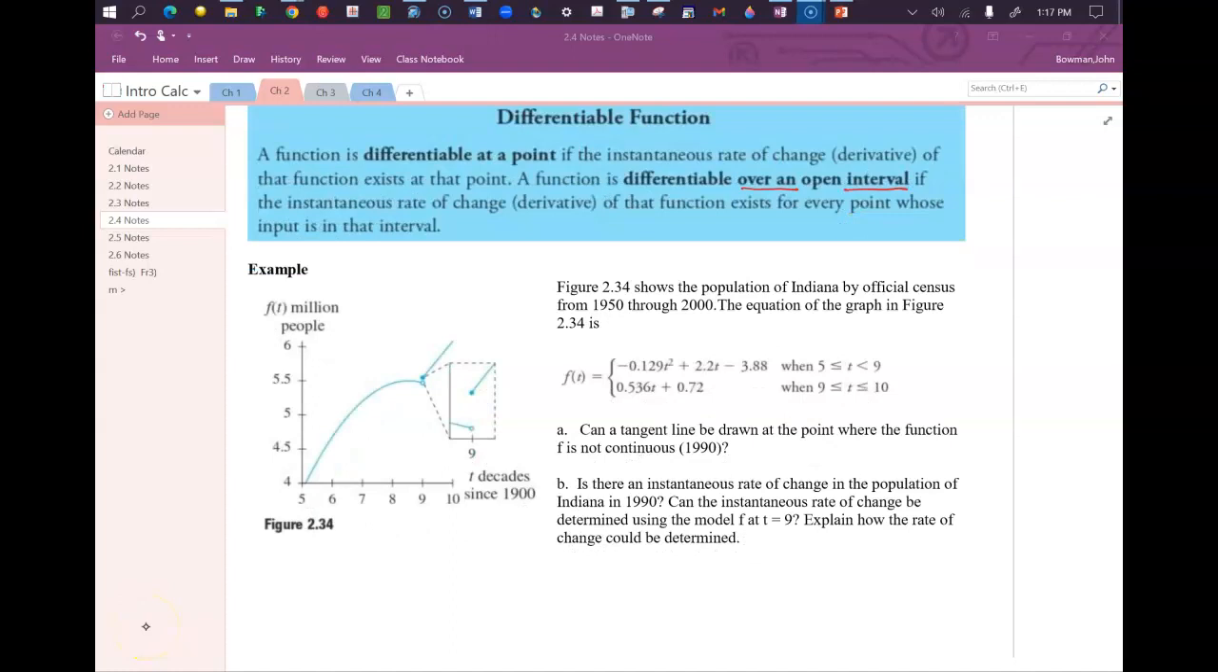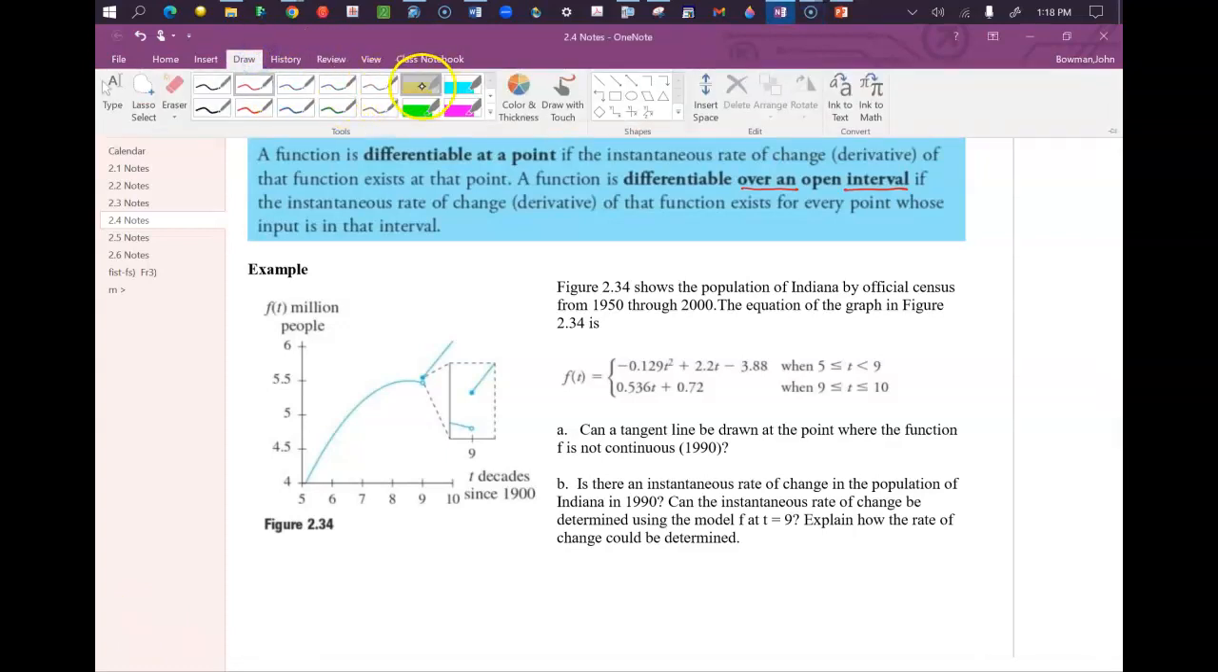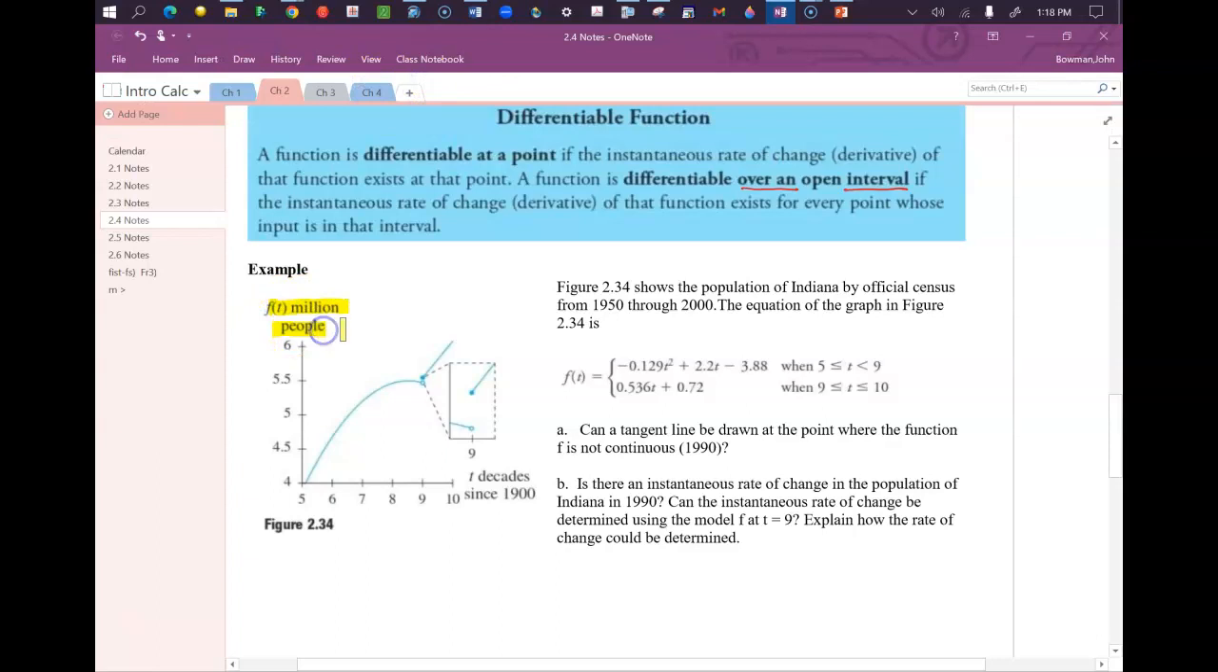Okay, so here's an example of a function that has a discontinuity at t equal 9. Figure 2.34 shows the population of Indiana by official census from 1950 through 2000. As you can see, on the vertical axis, we have f of t, which is millions of people, and on the horizontal axis, we have t, decades since 1900, starting at about 1950 and going up to about 2000. So you can see that the first part of this function, from 1950 through 1990, is a quadratic relationship, and the second part is linear for the last 10 years of it.